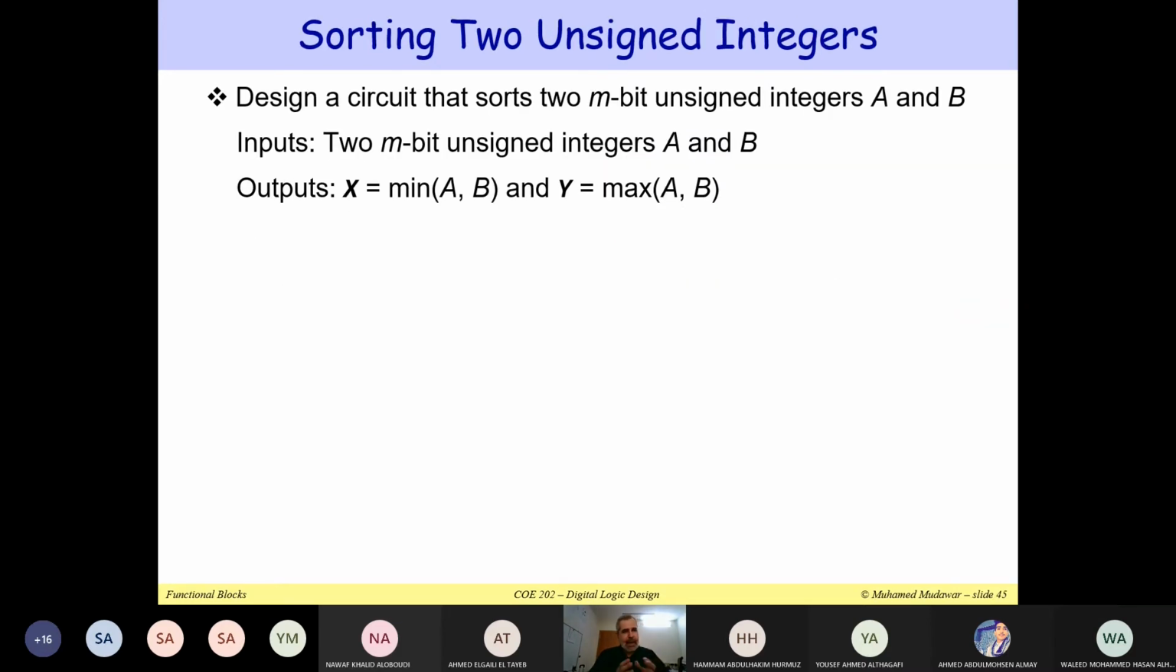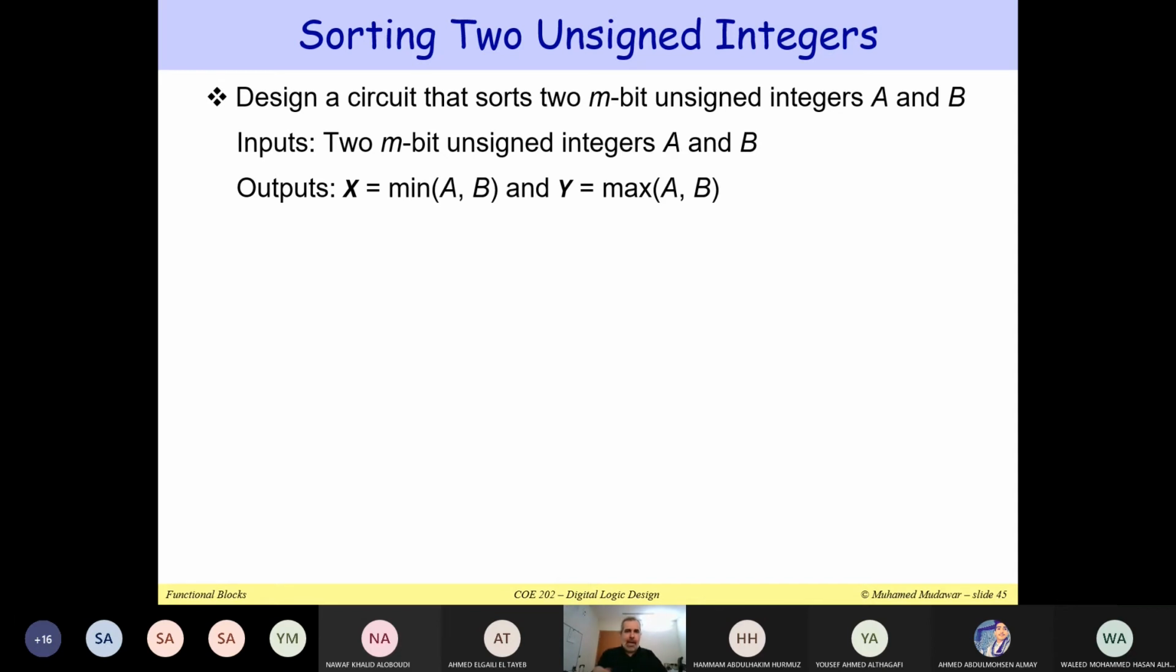Let us design a circuit that does sorting. Suppose I would like to sort 2 unsigned integers. So there are actually circuits that do sorting. You can sort numbers with a circuit, not just with a program, with software. You can design hardware to do sorting.